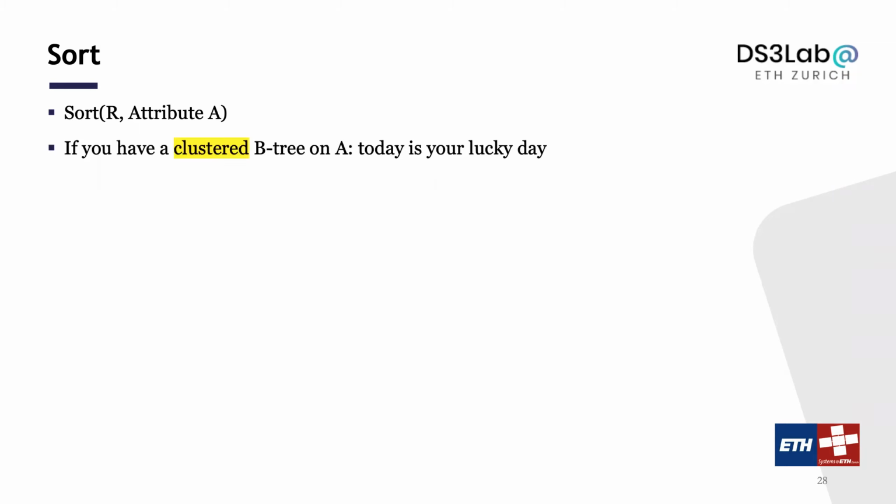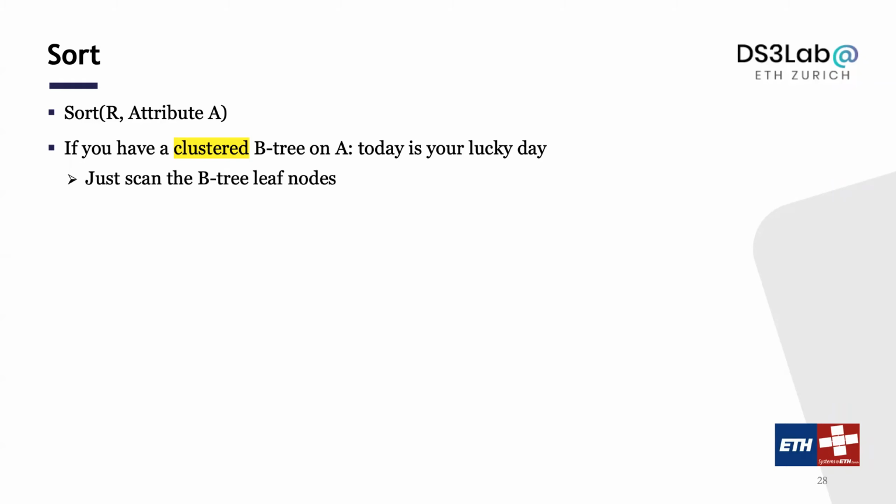If you have a clustered B tree built on A, you are very lucky, because what can you do? You just scan the leaf pages in the B plus tree and you are done, right? Because when you have such a B plus tree index and it's clustered, all the leaf nodes will already give you all the tuples arranged in that order.